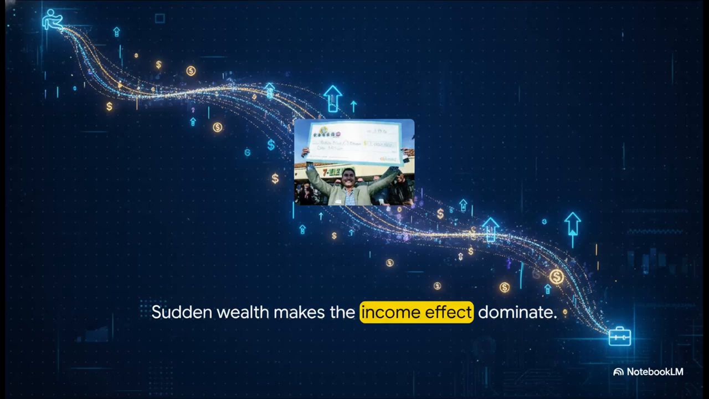But what happens when you introduce a sudden, massive influx of wealth, like, say, winning the lottery? The whole algorithm flips. When this happens, it causes what's known as the income effect to dominate, so the worker chooses more leisure and less work. If you win $1 million, a raise from $15 to $20 an hour really doesn't matter to you anymore, right? You're wealthy enough that you prefer to just use that wealth to buy back your free time.